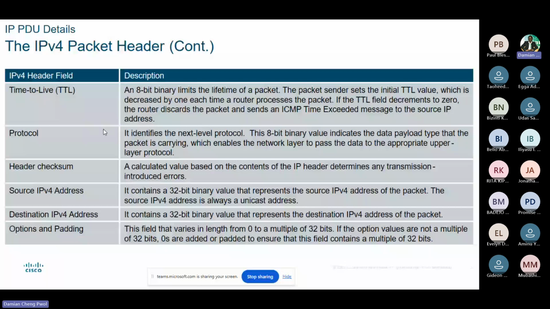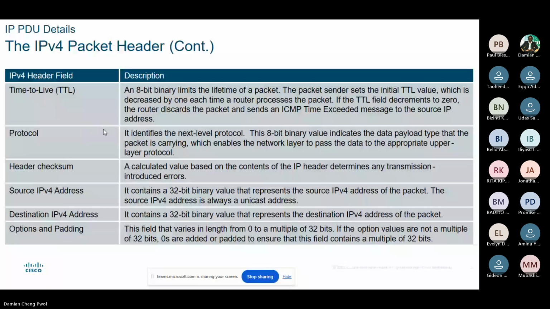So what we mean here is that as the packet moves from one router to the other, let's say the value is 5. When it passes through a router, the value decreases. So if you have 5, it passes that router, it decreases to 4. It goes to the next router, decreases like that until it reaches 0.